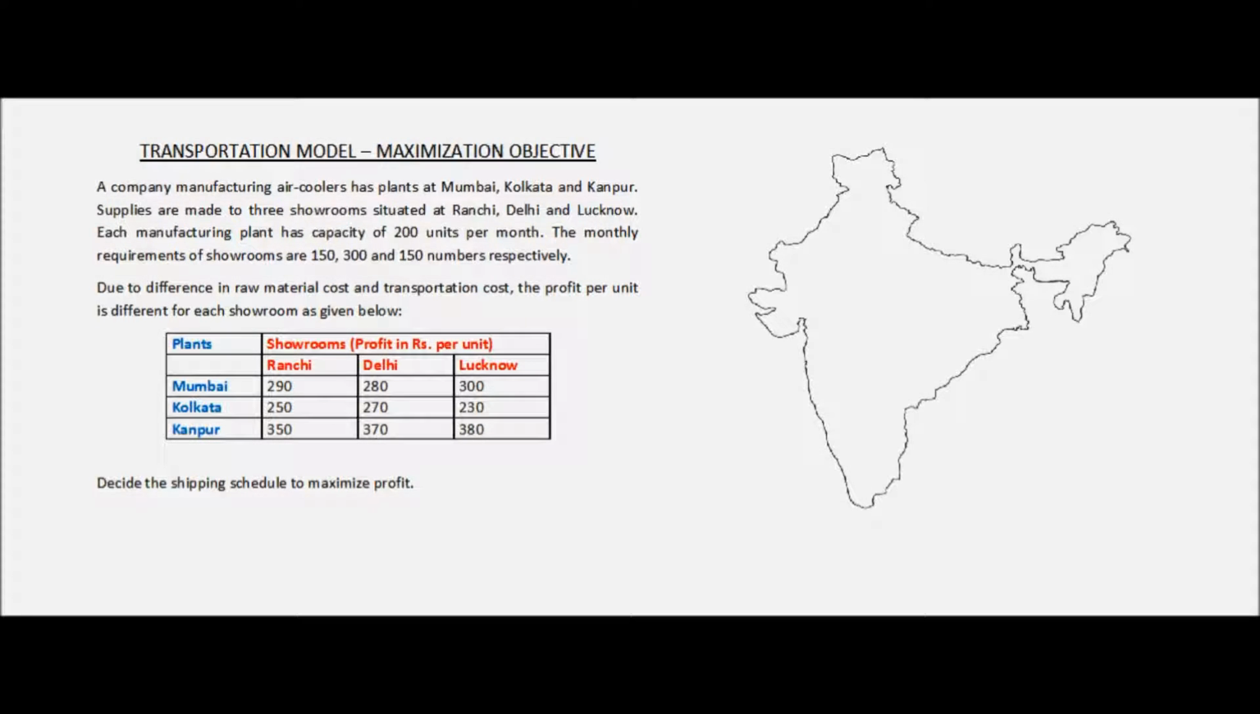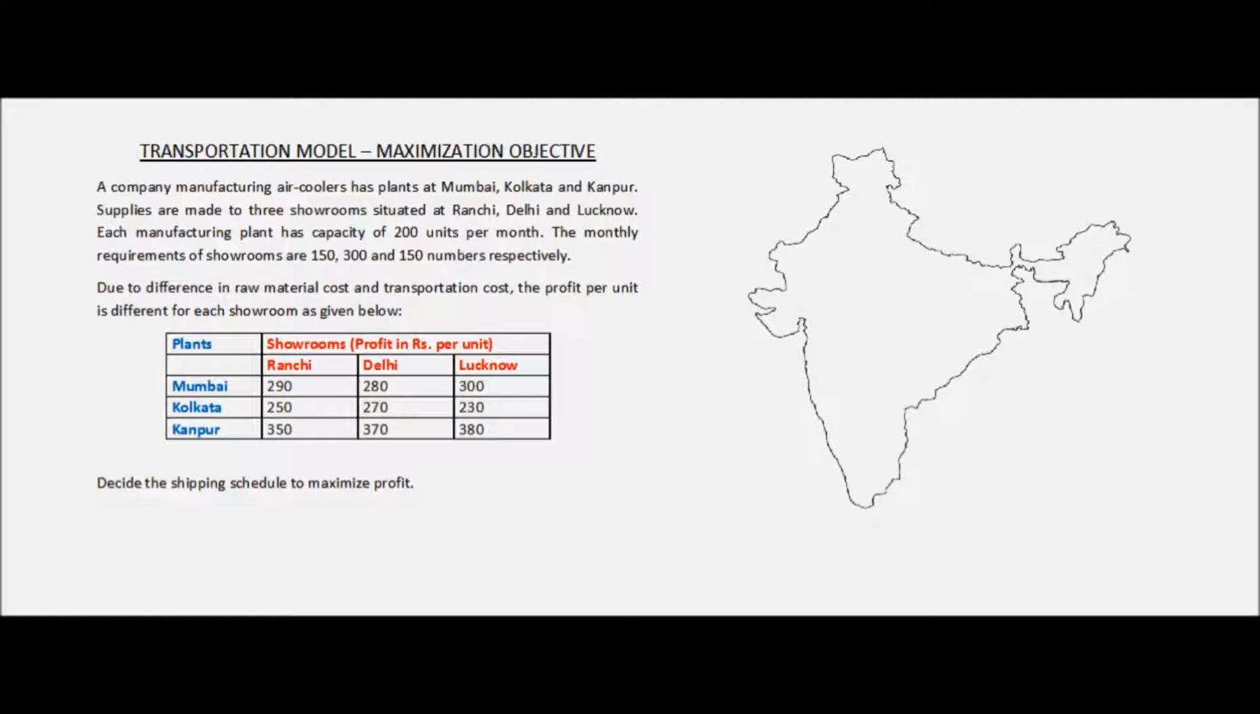Let us look at an example of transportation model with a maximization objective. Now, the transportation model technique is essentially a minimization technique where we are trying to minimize the cost of shipping. However, problems involving maximization objective can also be solved using the transportation model. So let's see how we can use transportation model for a maximization objective.